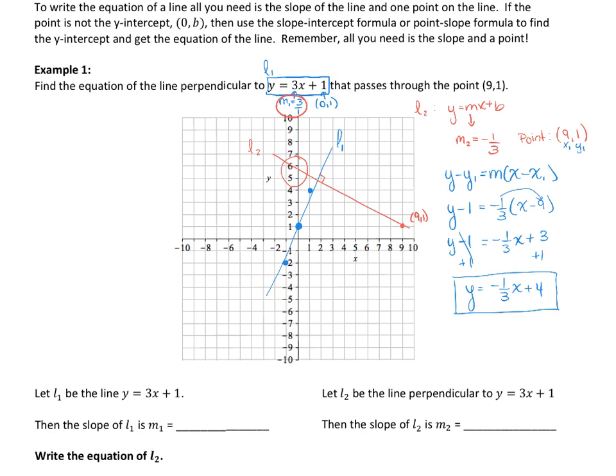Look at my drawing. It's terrible. If I had drawn this to scale, this would actually be the y-intercept of the perpendicular line. So it's not this line here. It's actually going to be this line here, and it still goes through the point (9, 1). So there's L2, and that's it.